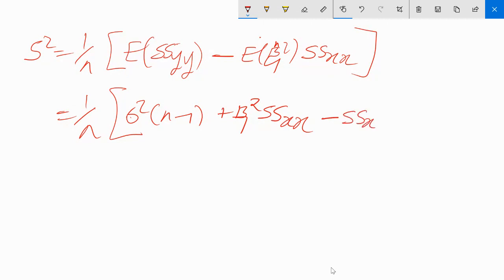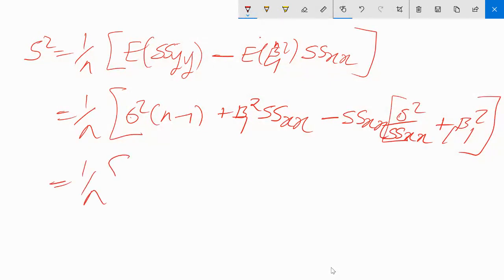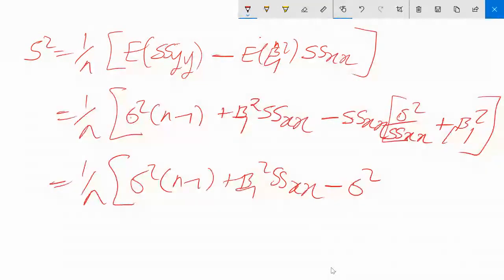Now we have minus SSXX, which is this, times the expected value of this. And we said the expected value of that is equal to what? It's sigma squared over SSXX plus beta 1 squared. I remember someone was asking why the hat is no longer there. So we have 1 over n, sigma squared n minus 1 plus beta 1 squared SSXX. So this will cancel with this and we'll have negative sigma squared.